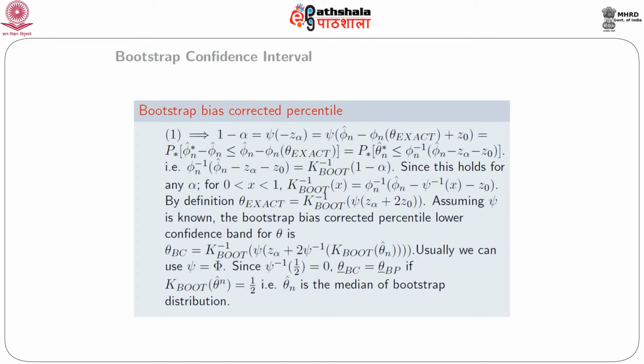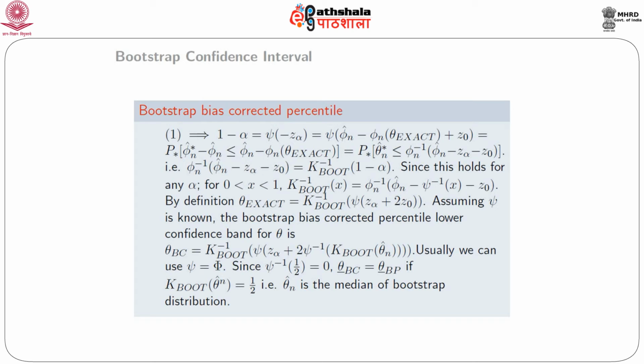Also, from this basic equation, that is the first equation, the probability of φ_n-hat minus φ_n(θ) plus z_0 less than or equal to x is equal to ψ(x). We can say that 1 minus α is ψ(minus z_α). From there, with some algebra, we can reach the step which is K_boot inverse x is φ_n inverse φ_n-hat plus ψ inverse x minus z_0.